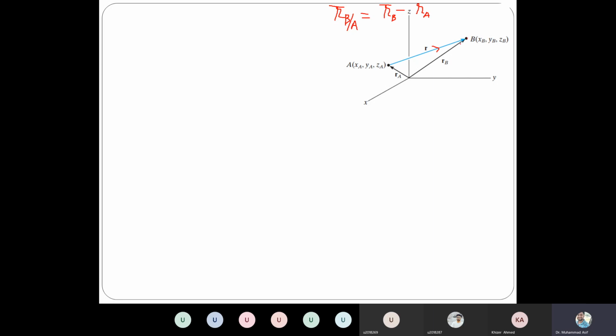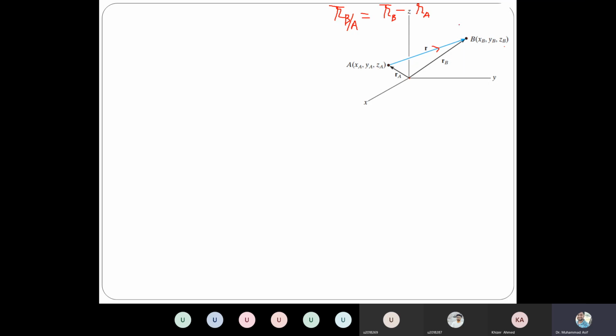That means position of B with reference to origin, and that value is given as XB, YB, and ZB. Similarly, what is the position vector of RA? RA means position of point A with reference to origin. So that is XA, YA, and ZA.